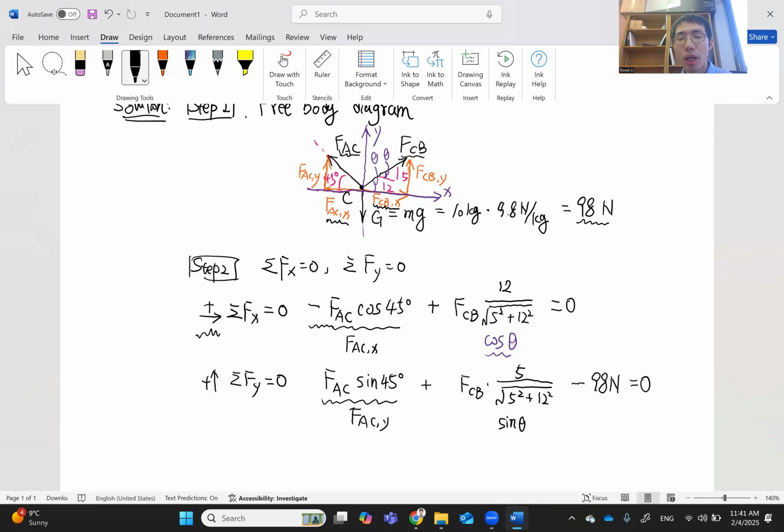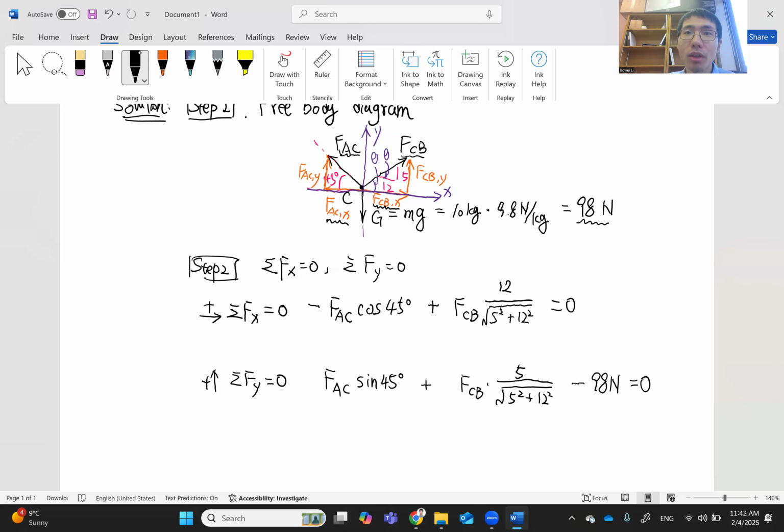Now we have all the components along the y direction, and we know the summation of those equals 0. To avoid distraction, I'm going to remove my denotation here to make the equation clearer. Now we have two equations. How many unknowns do we have? FAC and FCB, two unknowns. Two unknowns, two equations. Can we solve that?